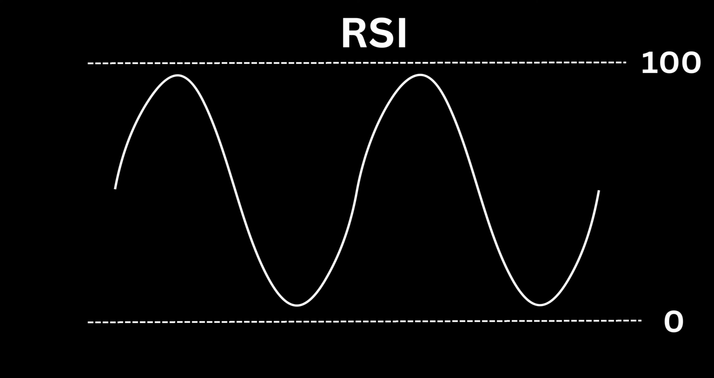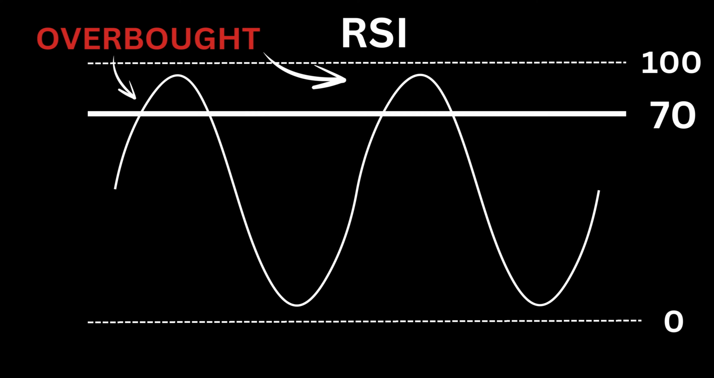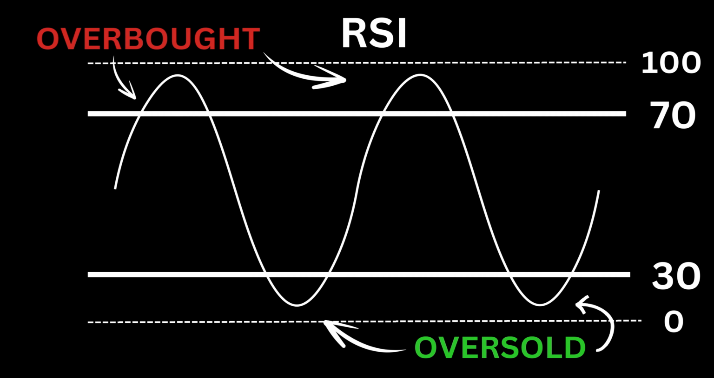When the RSI is above 70, it indicates that the asset is overbought and may be due for a correction. Conversely, when the RSI is below 30, it suggests that the asset is oversold and could be poised for a rebound. These zones help traders identify potential reversal points in the market.